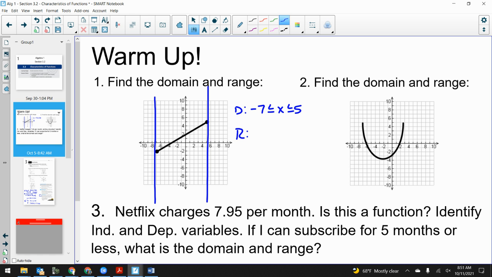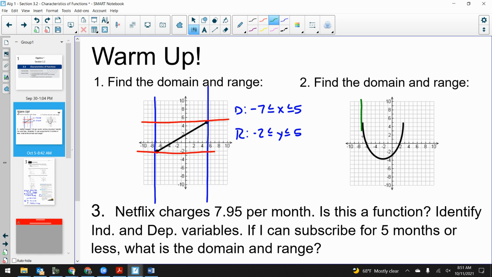And then for my range, it's bottom to top. So how far low does this go? -2. How far up? +5. So there's my domain and range. And another example, just like it, with the second one here. It's just got this weird U-shaped function.